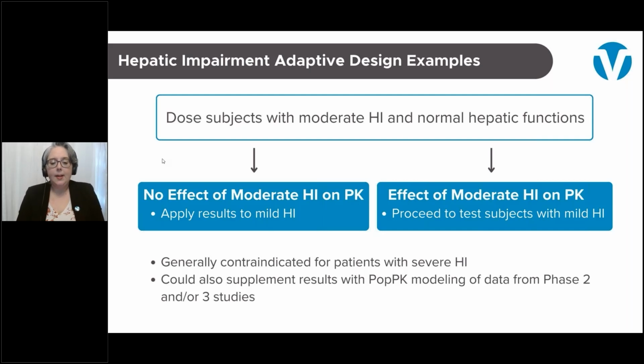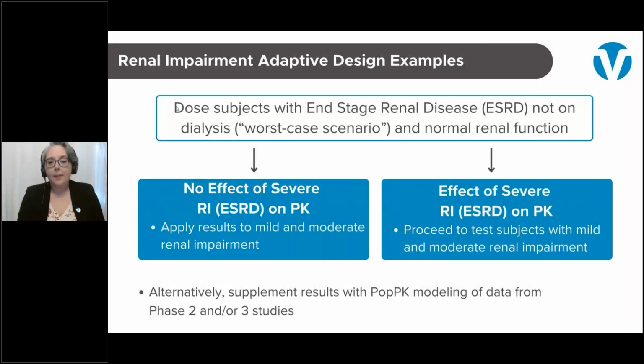Additionally, in some cases, sponsors have decided to just utilize the results from phase 2 and 3 studies and use POP-PK modeling, but they get to the end and they didn't enroll enough subjects of the varying degrees of hepatic impairment. In that case, you could start with POP-PK modeling and then add on a reduced design to supplement those results. Our next example is a reduced design for a renal impairment study, and this one is outlined in the renal impairment FDA guidance.